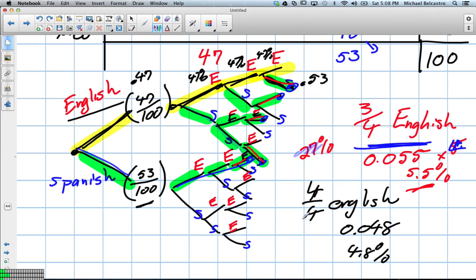Okay? So the idea is you multiply the probabilities together when you're going through the route. So remember, to draw 4 English guys in a row, we just multiplied that probability of 0.47. We multiplied it by itself 4 times. So you could have said to the power of 4.